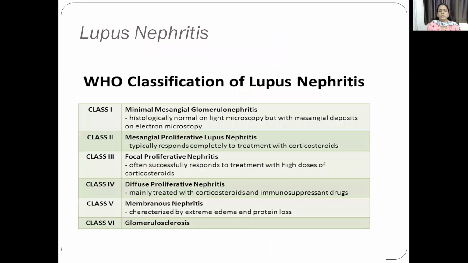Now coming to another disease. See, now we are trying to discuss all those diseases which form the secondary causes of nephrotic syndrome or glomerular pathology, right? So we have discussed IgA and HSP leading to immunoglobulin A deposition. Now we are going to deal with lupus nephritis.